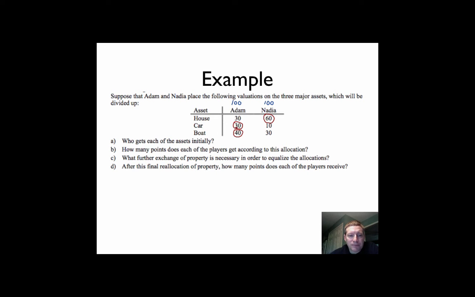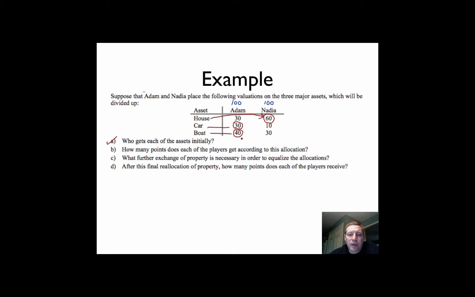So initially, who gets what? Initially, Adam gets the car and the boat, and Nadia gets the house. So the initial allotment would go this way. That answers question A.